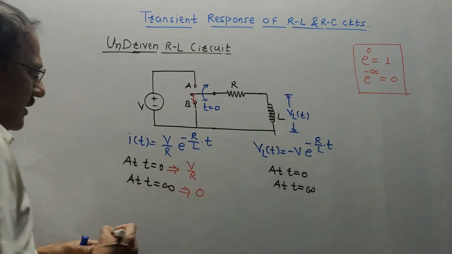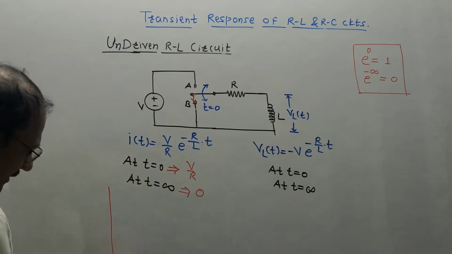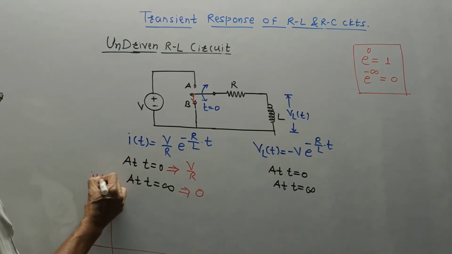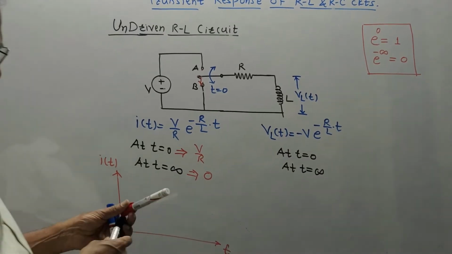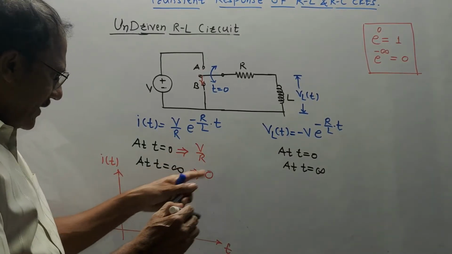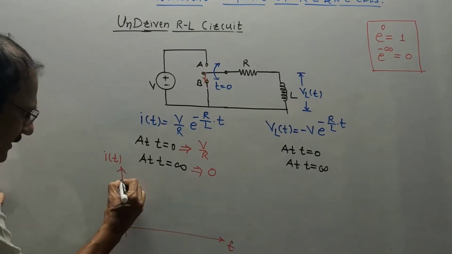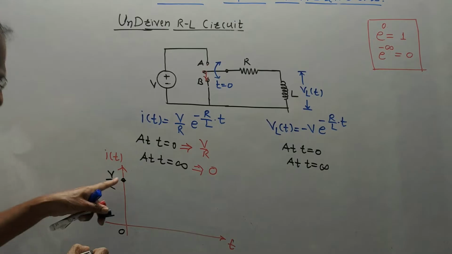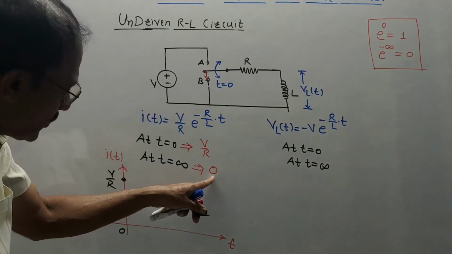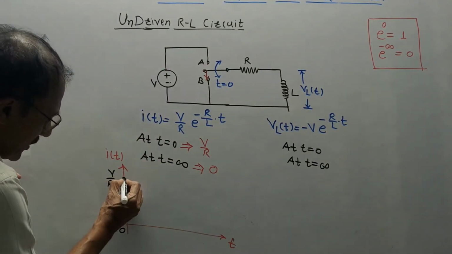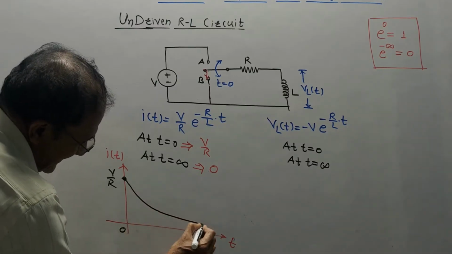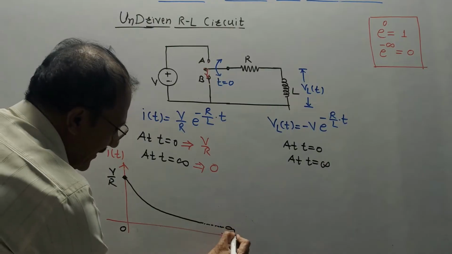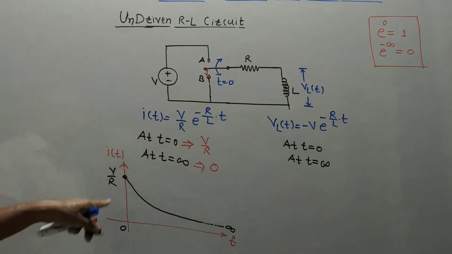So clearly, on this axis I will be marking t, and on this axis I will be marking the notation i of t. Clearly it indicates that at t equals 0 the value is V by R. So this is the 0 point, it is plus V by R, so somewhere I will mark V by R. At 0, this is the value. At infinity, it becomes 0. Every graph is exponential, so draw the graph like this. It is exponentially decreasing. It will meet the 0 line at infinity. This is the nature of the graph for i of t.